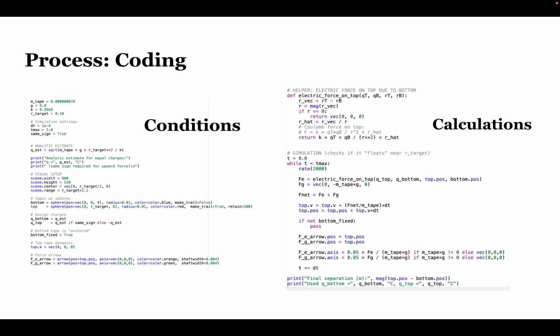So here's my coding. I had the initial conditions and then the loop for the calculations. I used Coulomb's law, the gravitational force, and Newton's second law to do the calculations, and the initial conditions were based on the measurements that we took in lab.